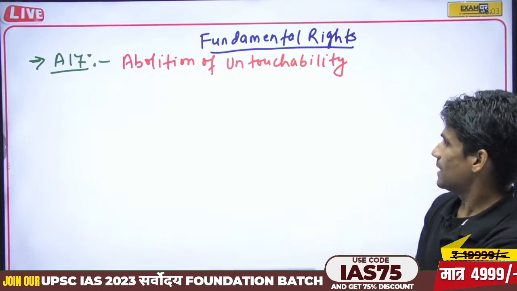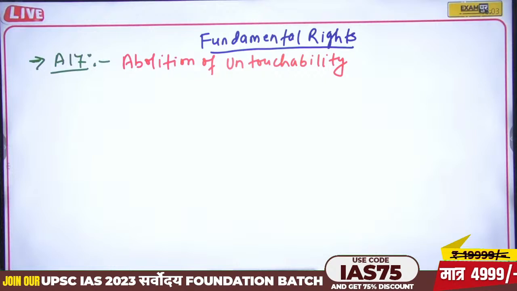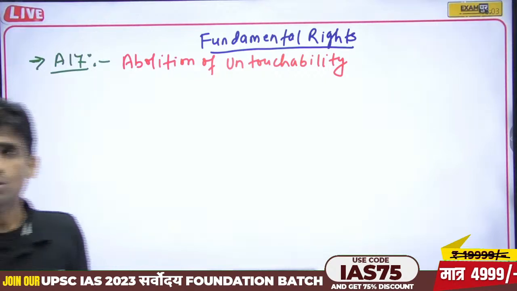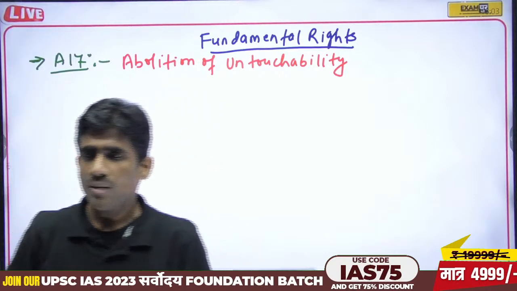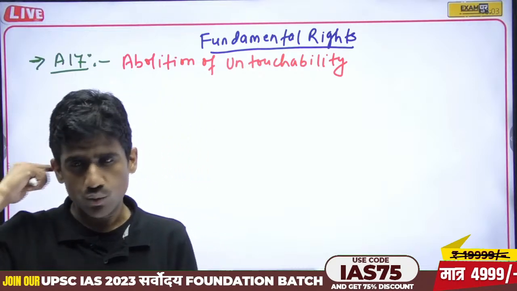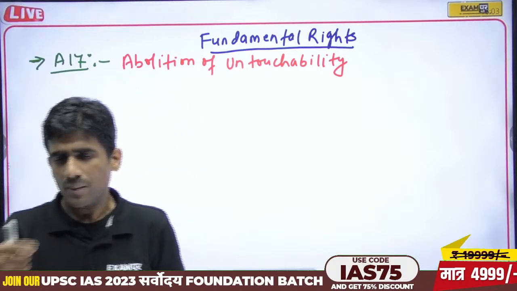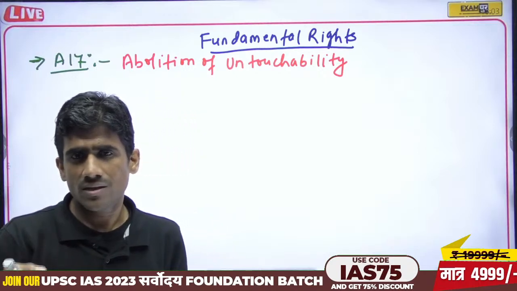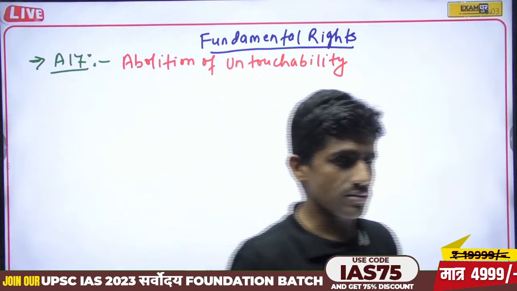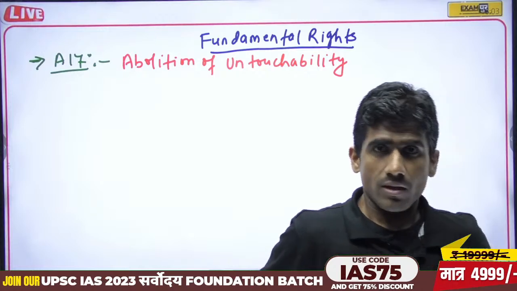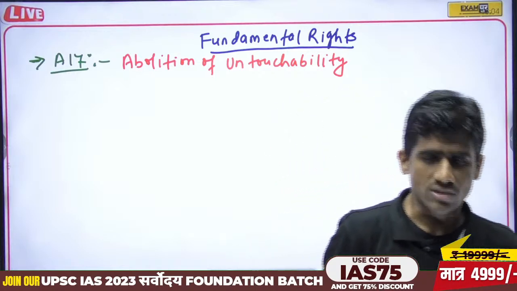So abolition of untouchability. We have a very great example. If we go to the past, in 1863, when Abraham Lincoln became the president of the USA, he introduced the 13th Amendment, which is named the Emancipation Proclamation. You don't need to mug up, just listen carefully. In 1863, Abraham Lincoln introduced the Emancipation Proclamation, that is basically the 13th Amendment in the USA.